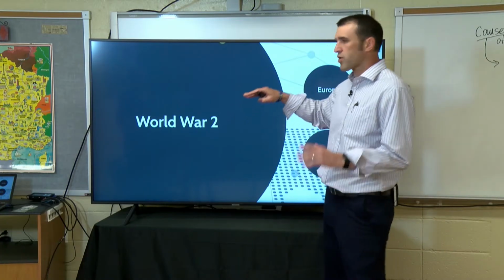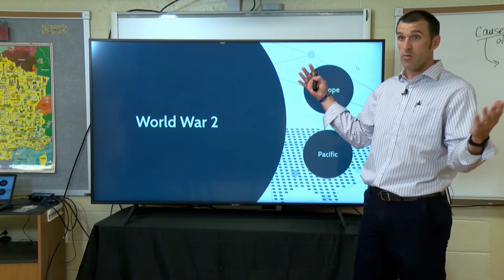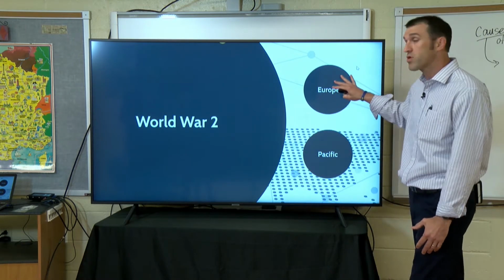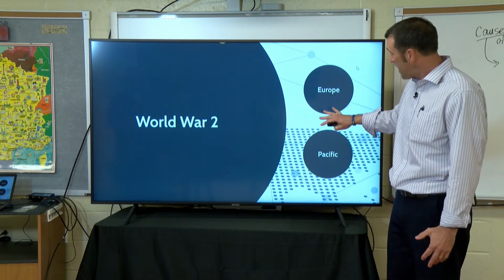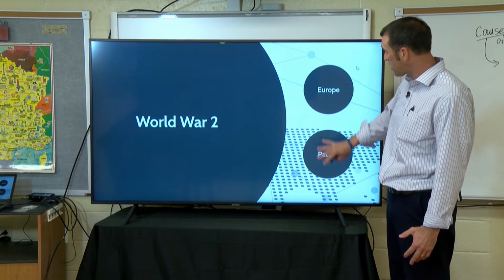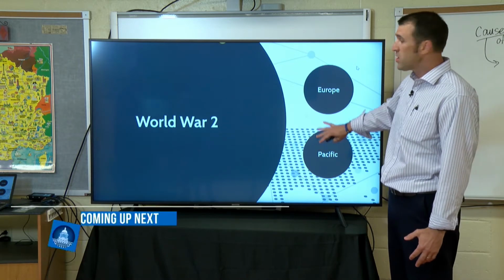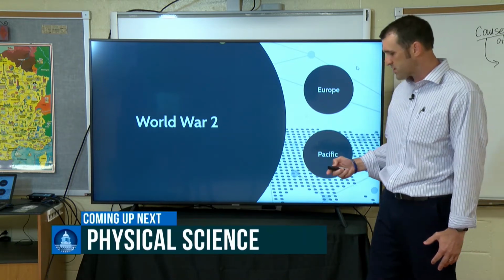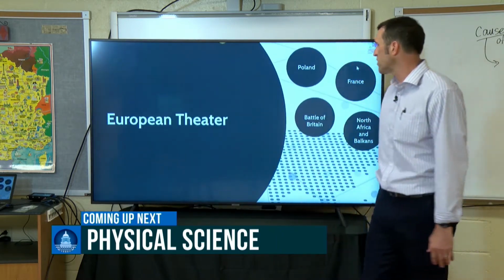Obviously, World War II occurred on two parts of the globe, right? In Europe, and we'll call this the European theater, with Italy and Germany, but also with Japan and the Pacific. So we're going to look at the European theater and the Pacific theater. Let's start with Europe.